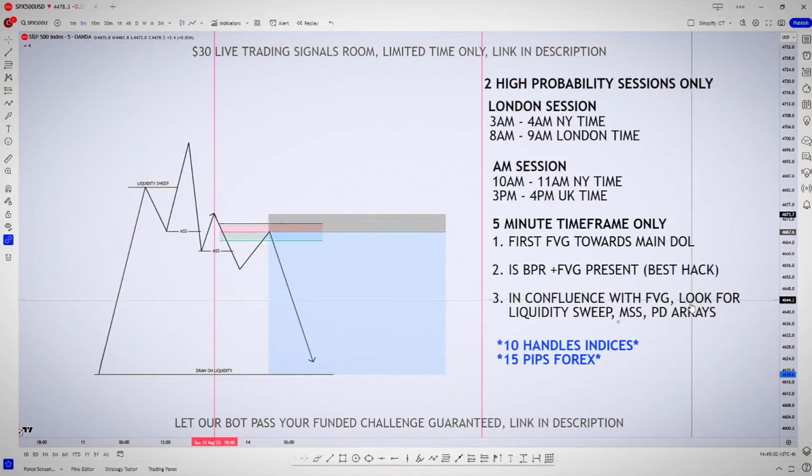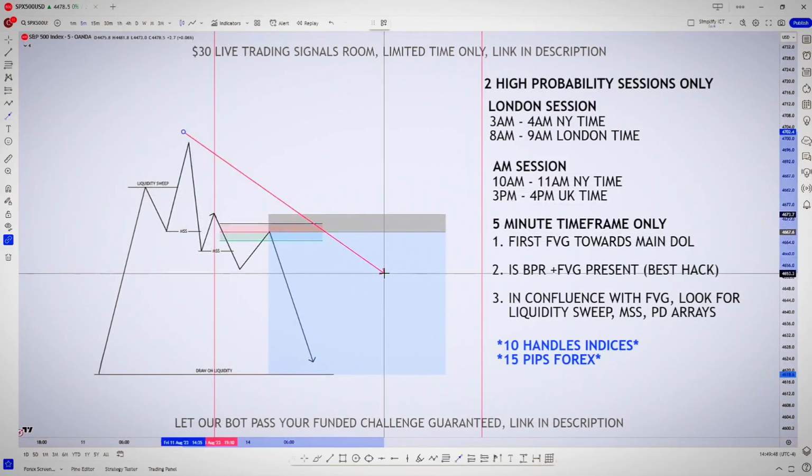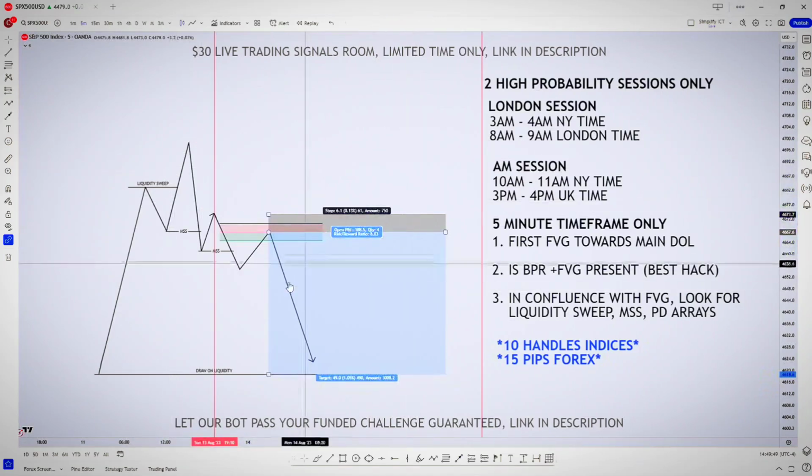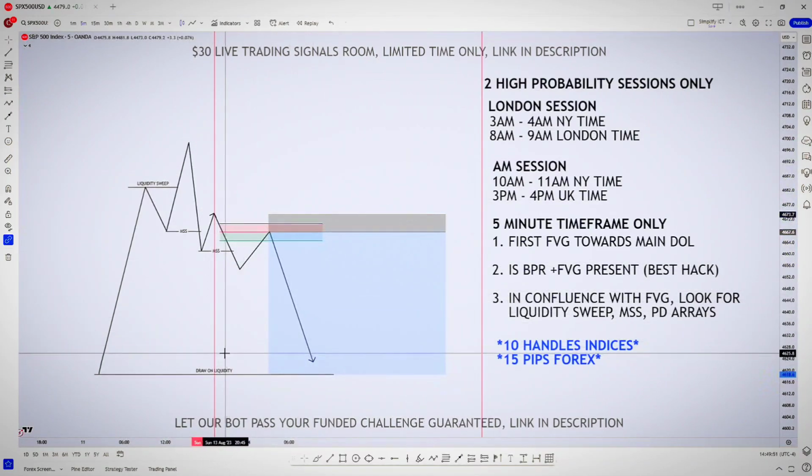So we're going to look for liquidity sweeps, market structure, PD arrays, that sort of thing, basic knowledge, to look for confluence with that fair value gap. As you can see, this fair value gap has been created here. We've had a liquidity sweep to the upside previously, and we've had a market structure shift. So now we know our market conditions are bearish and we are trading towards the draw on liquidity right here.